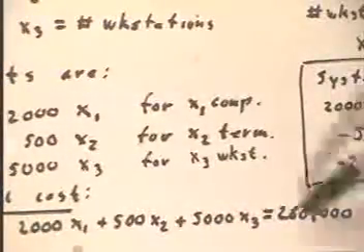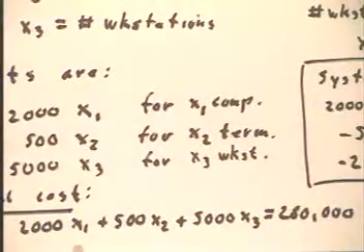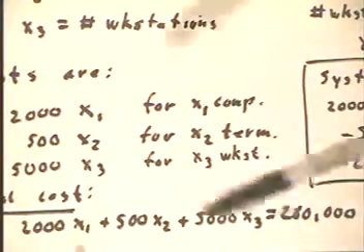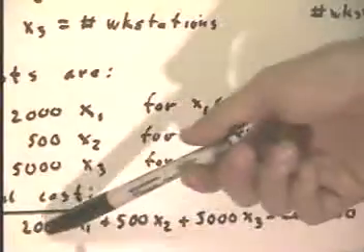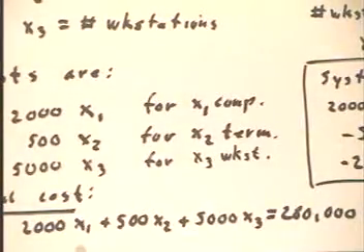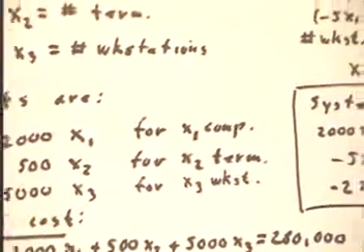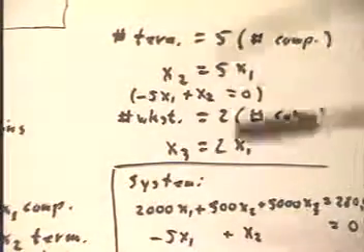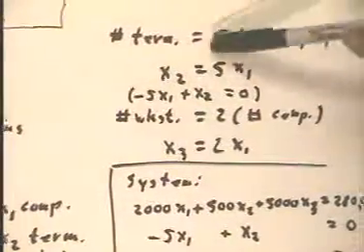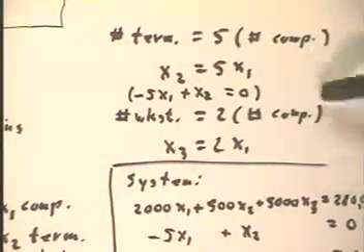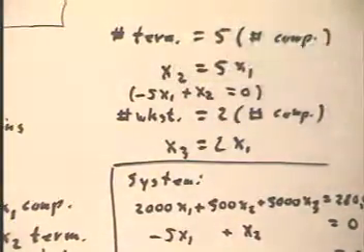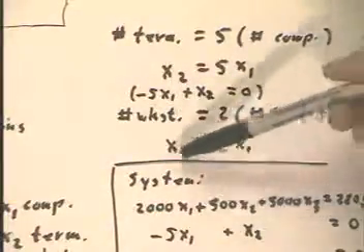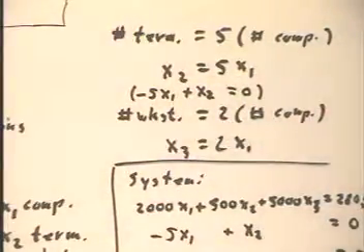So right there we have an equation for X1, X2, and X3. And that's some comfort, but we've got 3 unknowns, and so far we've only got 1 equation. So what are we going to do about that? Well, let's see. We also know that the number of terminals is 5 times the number of computers. That gives us an equation, X2 equals 5X1. And the number of workstations is double the number of computers, X3 equals 2X1.